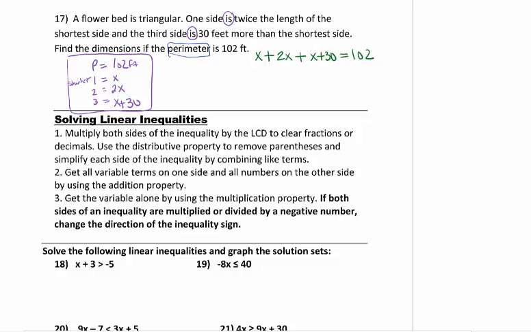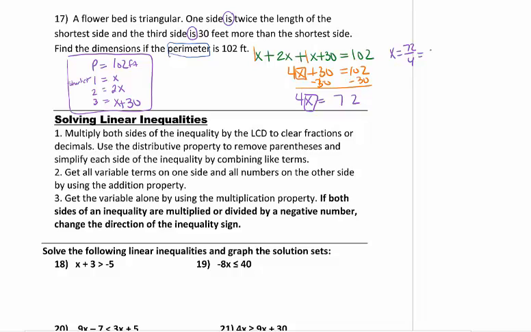So again, I'm going to add these up. I get 1 plus 2, which is 3, plus another one, which gives me 4X plus 30 equals 102. I'm going to subtract the 30 from both sides. Remembering I'm solving for X. So when I subtract this, in this case, I'm going to get 72. So I'm going to divide 72 by 4. Again, you have a calculator, but you can divide this into it.